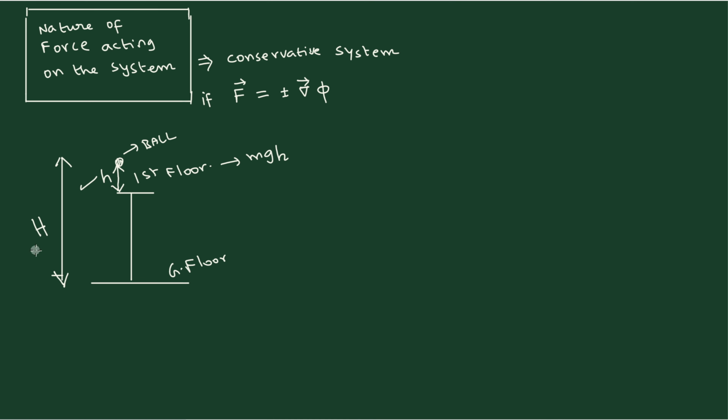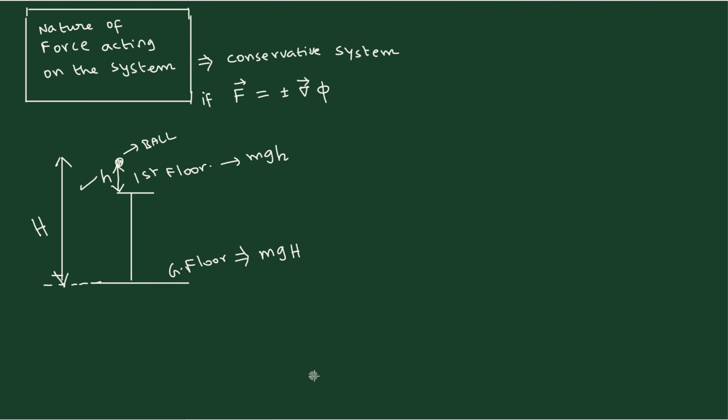So he will say that my height is capital H. This is my ground level. So the person who is standing on the ground floor will say that the potential energy of the same ball is m into g into capital H. As you see, mgh and mg capital H are not the same, isn't it? So because of that reason, this plus minus will come into picture.